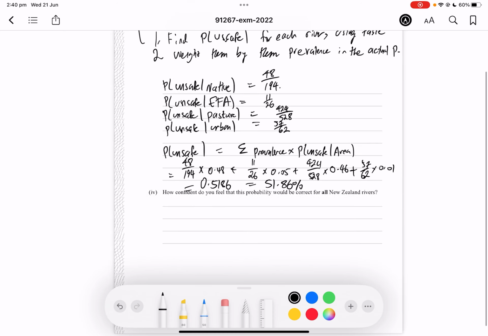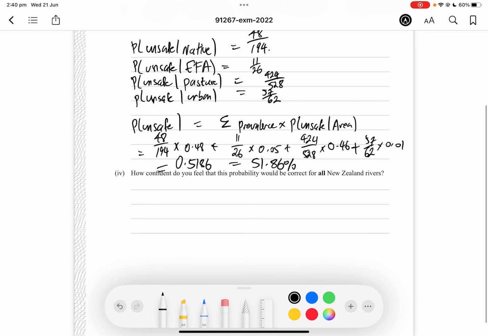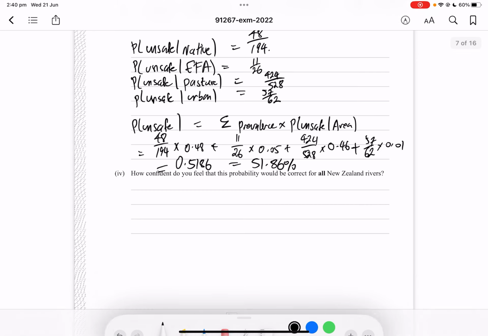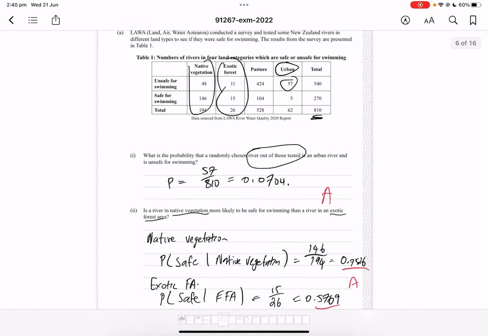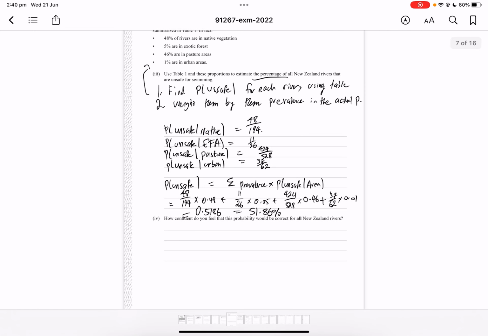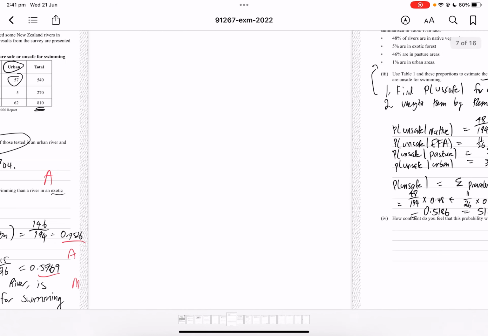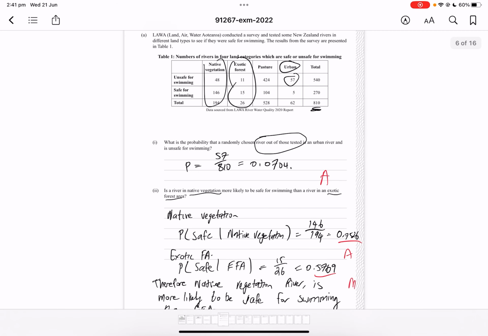Okay, so part III and part 4 are actually linked together. So we'll look at part 4. How confident do you feel that this probability will be correct for all New Zealand rivers? When we're asking questions about being correct for all New Zealand rivers, the main question we're asking is: is this data representative of all of the data in New Zealand? So we're looking at the survey methodology, and in this case we also have the actual results, so we can compare with them to see whether or not it's representative.